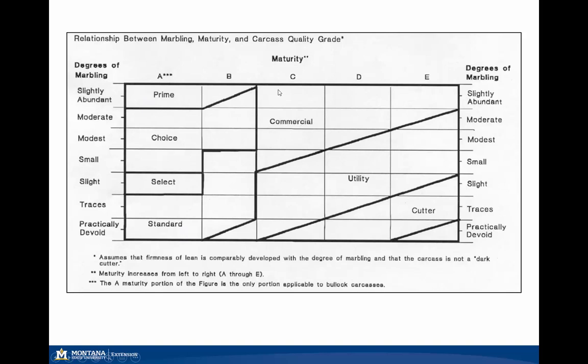Now, as we increase to C maturity and beyond, we can only grade those as commercial, utility, and cutters. So those older animals, those cull cows, cull bulls.